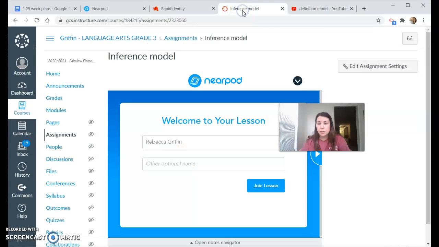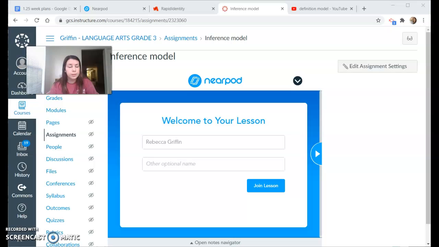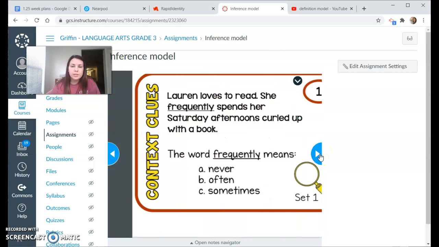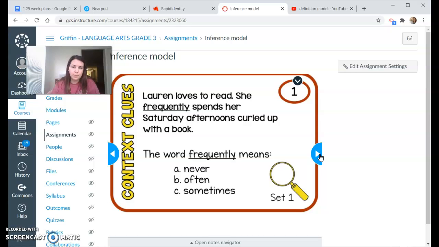I'm going to model for you in a Nearpod that you will be doing a similar one with different words for your practice and your exit ticket for inferencing. So let's try it in a text example. The sentence says, Lauren loves to read. She frequently spends her Saturday afternoons curled up with a book. I have to figure out the underlined word, frequently. I'm going to use clues around the text to help me figure that out.